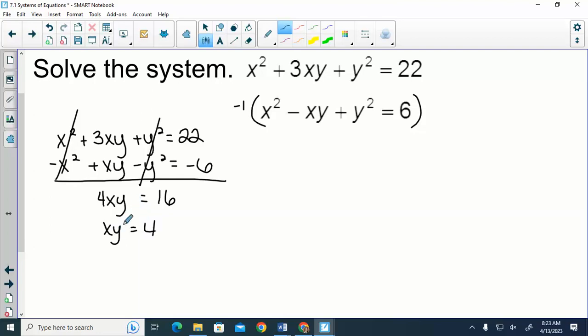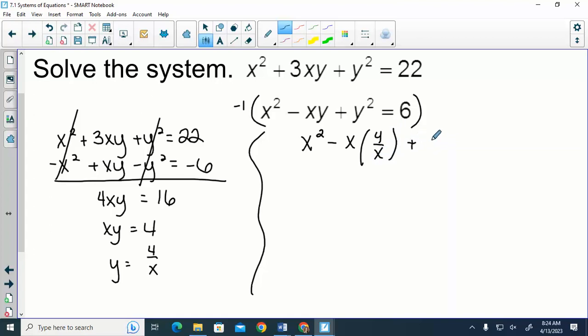We could go ahead and solve for one of these variables. If you divide by x, that means y is 4 over x. And then what would you do? Plug it in to one of these two equations. Which one do you want to use? Second one? So this one, we're using a combination of substitution and elimination.